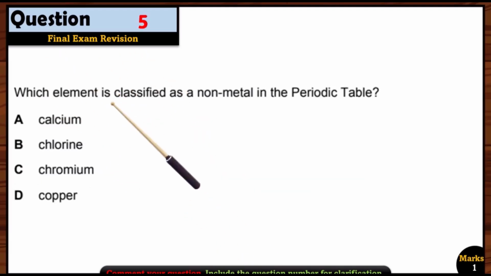Okay, let's see question 5. Which element is classified as a non-metal in the periodic table? As we already know, all the elements after group 4 are actually non-metals. So we have to look for group 4 or above. Which one belongs to group 4 or above? Of course, chlorine. Chlorine is a non-metal because it belongs to group 7.